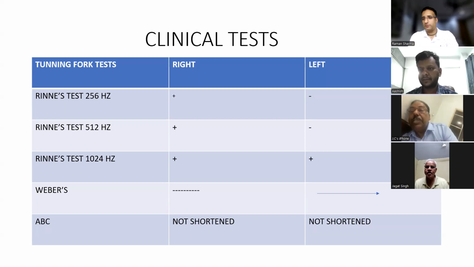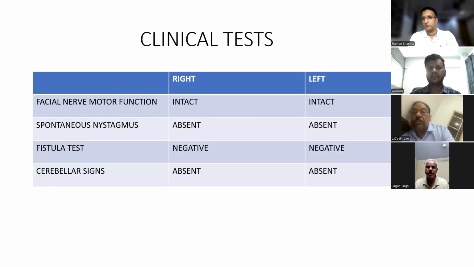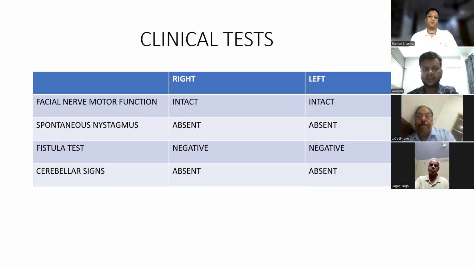Ashish, is your examination part complete? No, sir. Let us finish the examination part first. Okay, sir. Coming on to more clinical tests, facial nerve motor function is intact on both sides. There is no spontaneous nystagmus. Fistula test is negative on both sides, and cerebellar signs are absent on both sides.